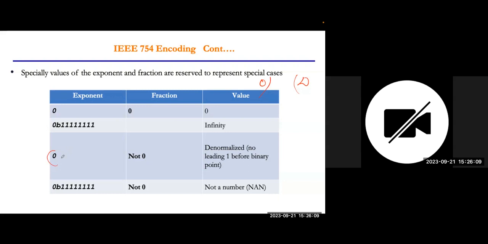Another one: if the exponent is 0 and the fraction is not 0, that means it is a denormalized value. That is what we have seen, like 423.4345. It is not normalized because the dot is somewhere inside the number, so there is no leading one before the binary point. In terms of binary, it will look like 111.110111, like that, so it is not normalized. To make this normalized, you must shift the dot to the position right after the first binary one digit. And if the exponent is all ones and the fraction is not zeros, then this is not a number.